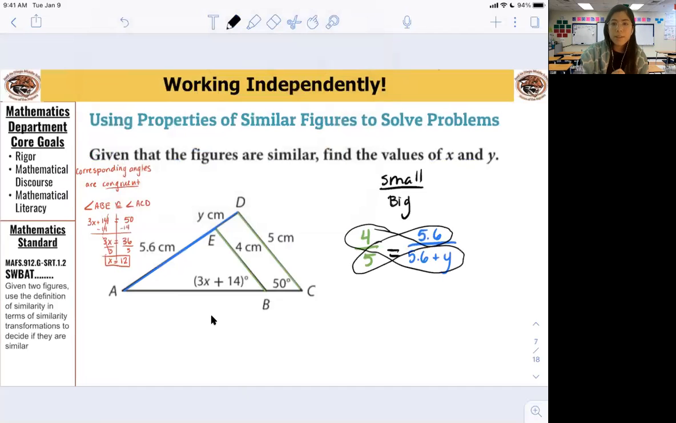Okay, now I can take these and cross multiply. What do I get on the left side? 4 times 5.6 plus y. Oh, Jalen, I didn't see your thumb. I'm sorry. I wasn't looking at your cameras right now.